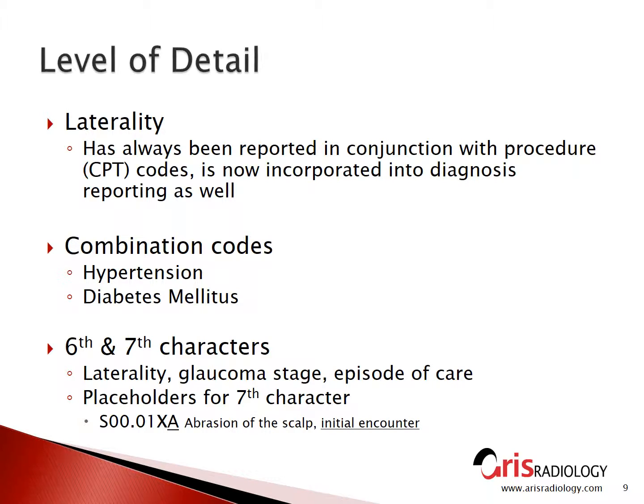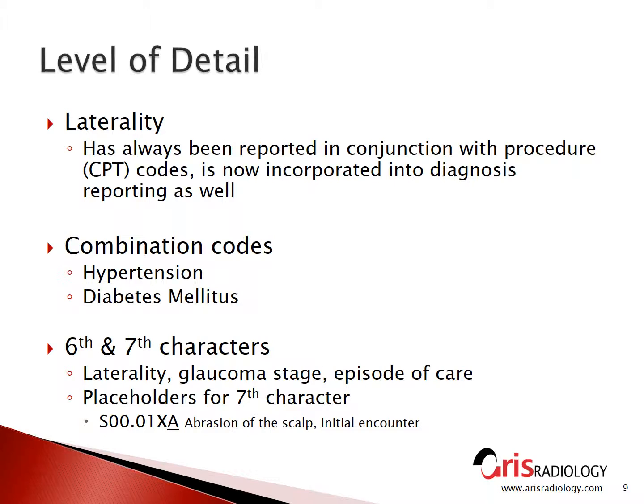Laterality has always been reported in conjunction with procedure codes, but is now incorporated into diagnosis reporting as well. The number of combination codes has been greatly increased to more fully describe complex syndromes with fewer codes, as we'll see with hypertension and diabetes mellitus. ICD-10 introduces 6th and 7th characters to designate things such as laterality, the stage of glaucoma, and the episode of care. It also introduces placeholders to keep the 7th character in position for codes with less than 6 characters.